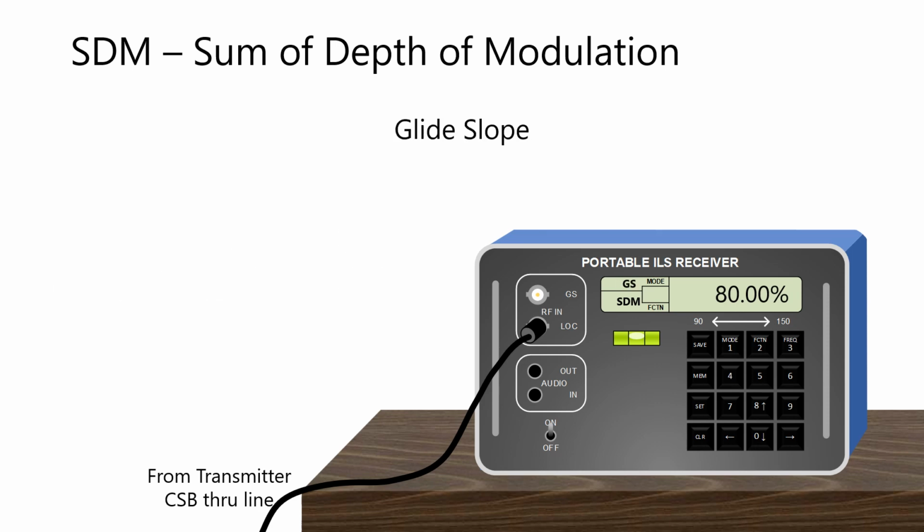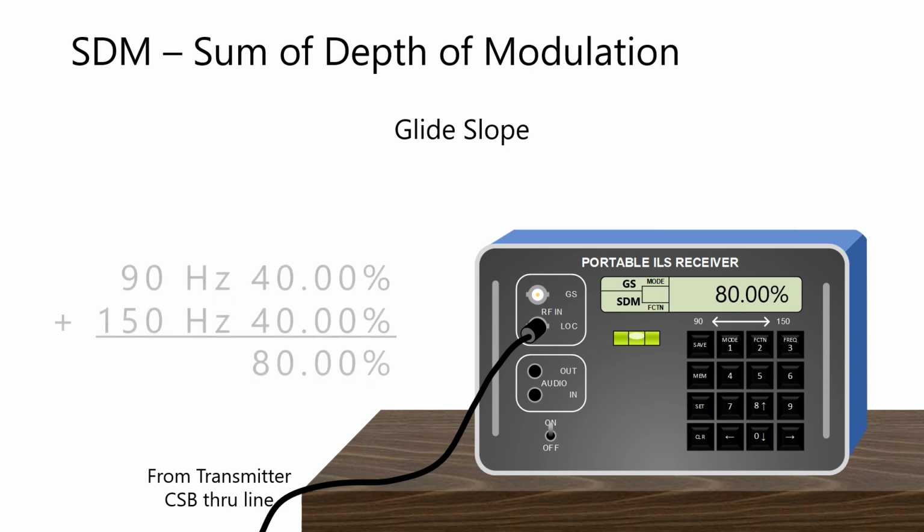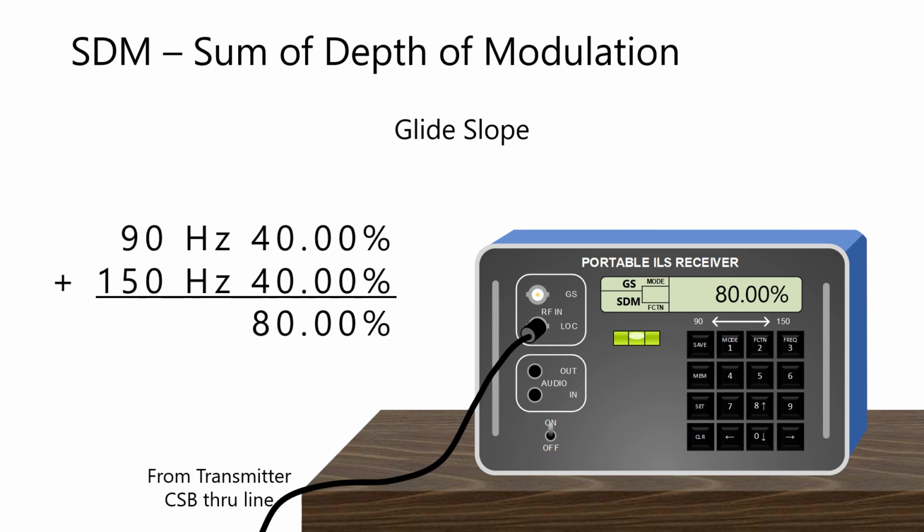At the glide slope, SDM is adjusted for 80%. If the DDM was set for 0 DDM, then this would result in 40% modulation each.